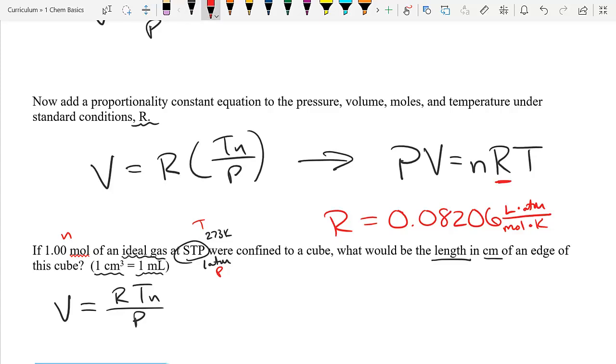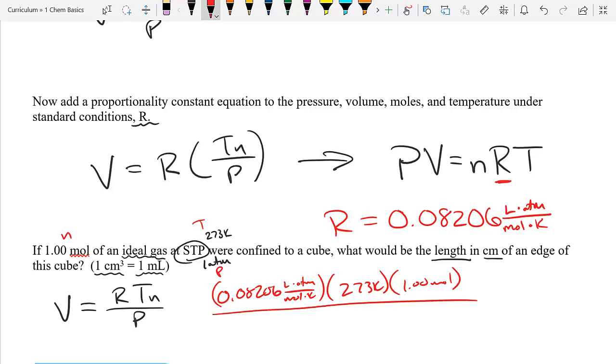Plug in the numbers that we have, 0.08206 liter atmospheres per mole kelvin. Temperature at 273 kelvins. The n value was 1 mole. And our final pressure value was given at 1 atmosphere.